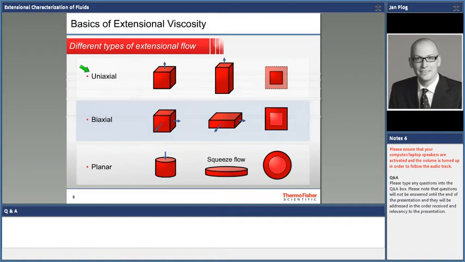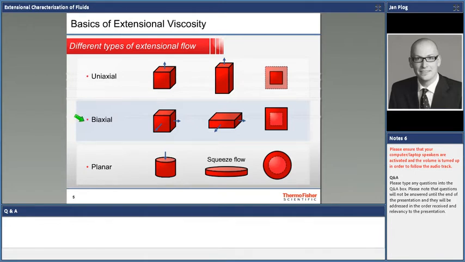What is different when we talk about extensional rheology compared to normal steady shear flow experiments? What you see here are the three main deformation flow fields we know in extension, and the one that I'm going to go into in more detail today will be the uniaxial one that you see here.